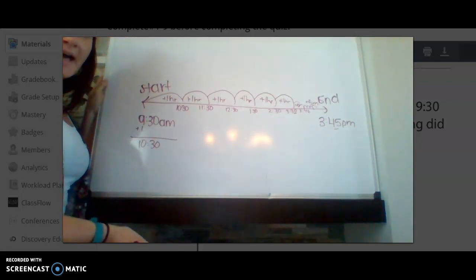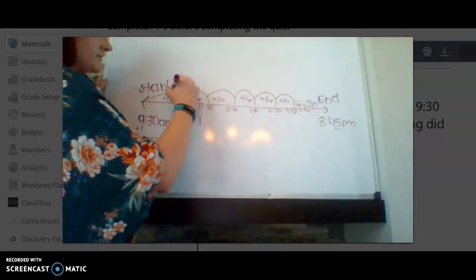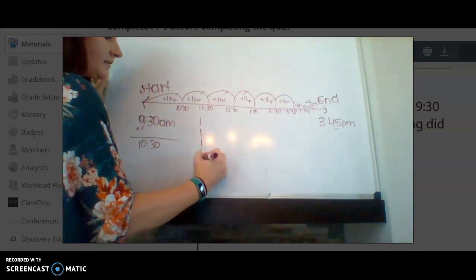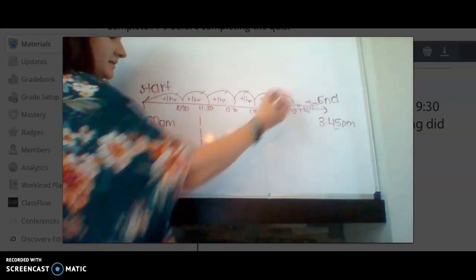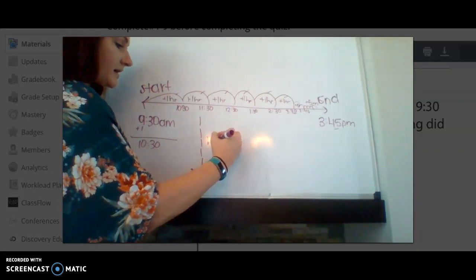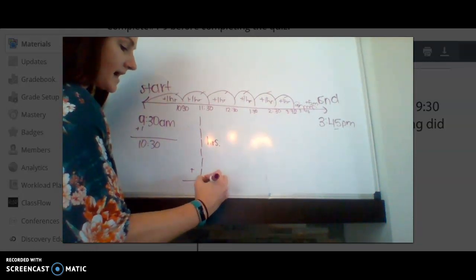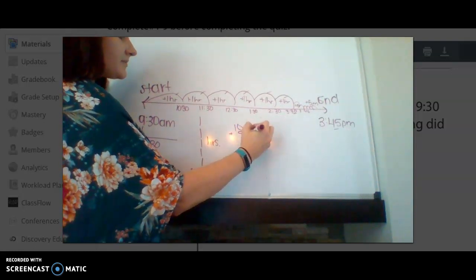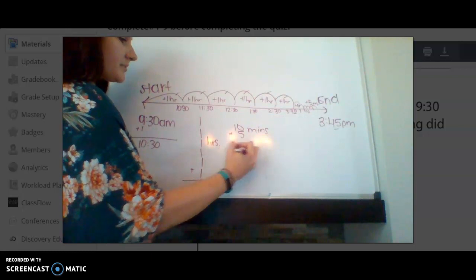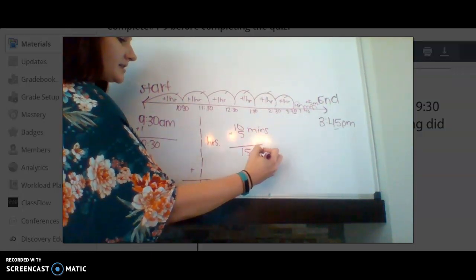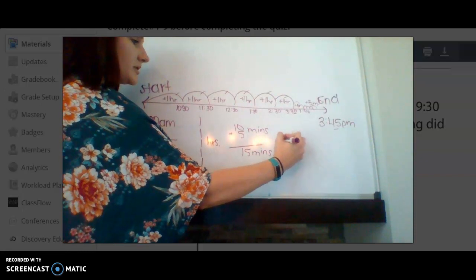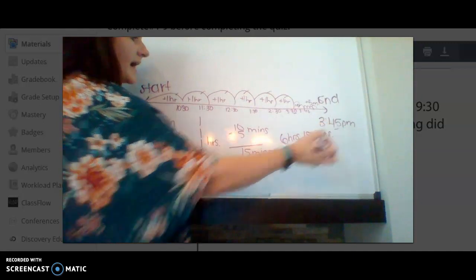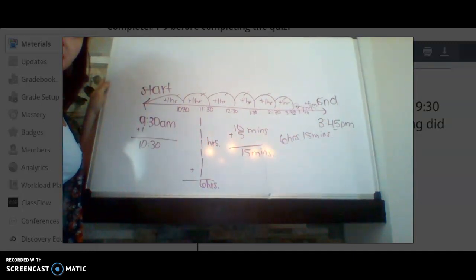So now let's add these up. So I have 1, 2, 3, 4, 5, 6. Adding my hours up. This is all your hours. So I have 6 hours. And then my minutes, I have 10 plus 5. Remember, this is your minutes. So 10 plus 5 gives me 15 minutes. So my total time would be 6 hours and 15 minutes is how long they spent at the meet.